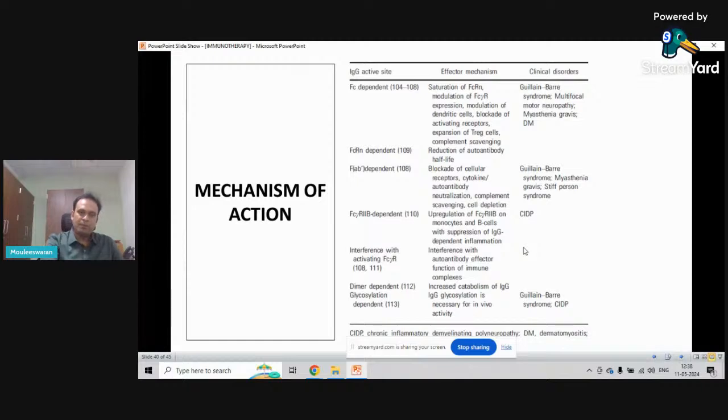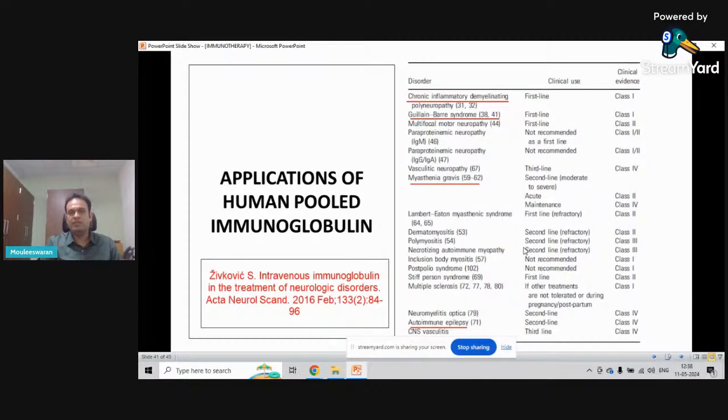So coming to its applications, it is recommended for first line use in chronic inflammatory demyelinating polyneuropathy, Guillain-Barré syndrome, and multifocal motor neuropathies. It is also recommended as an important modality in the treatment of autoimmune epilepsy and neurodegenerative disorders, neuromyelitis optica, and other inflammatory myopathies and neuropathies.